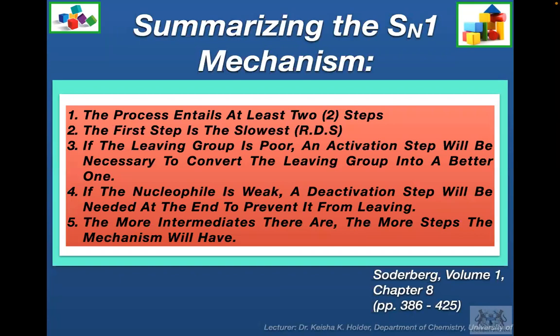If the leaving group is poor, then an activation step will be necessary to convert it into a better one. If the nucleophile is weak, a deactivation step will be needed at the end to prevent it from leaving. We saw that with the water molecule. Water is a poor nucleophile because it's neutral and it really doesn't have, it has electrons, but the electrons wouldn't be as readily available as if you had a sodium hydroxide. And so at the end, it causes you to now have to get rid of that proton, which is the third step that we saw just now. Of course, the more intermediates there are, the more steps the mechanism will have.